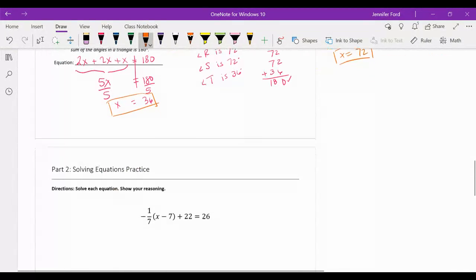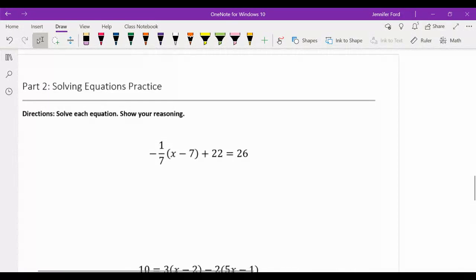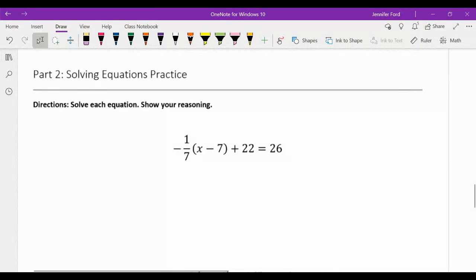All right. Okay. We're on to part 2, solving equations practice. So solve the equation, show your reasoning. Here's the equation. Tell me what you got, and then let's go ahead and see how to solve this.